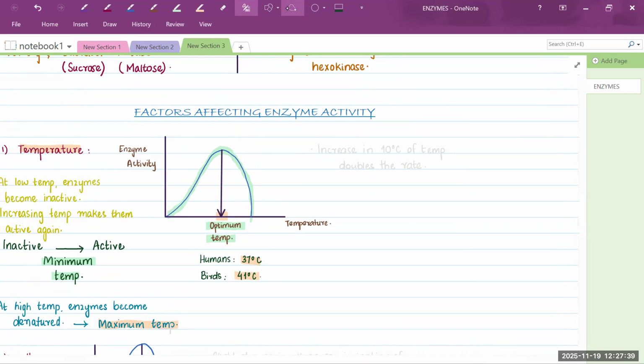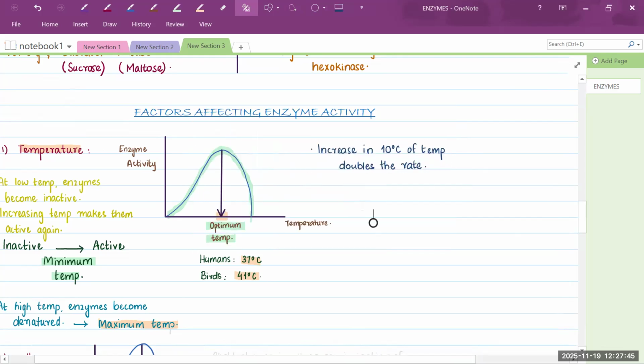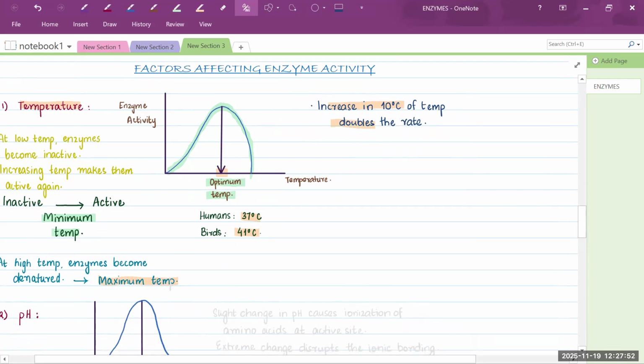Also, there is one more point that you need to remember: an increase in 10 degrees centigrade of temperature doubles the rate of enzyme activity. The key point here is that an increase of 10 degrees centigrade of temperature doubles the rate of enzyme activity.